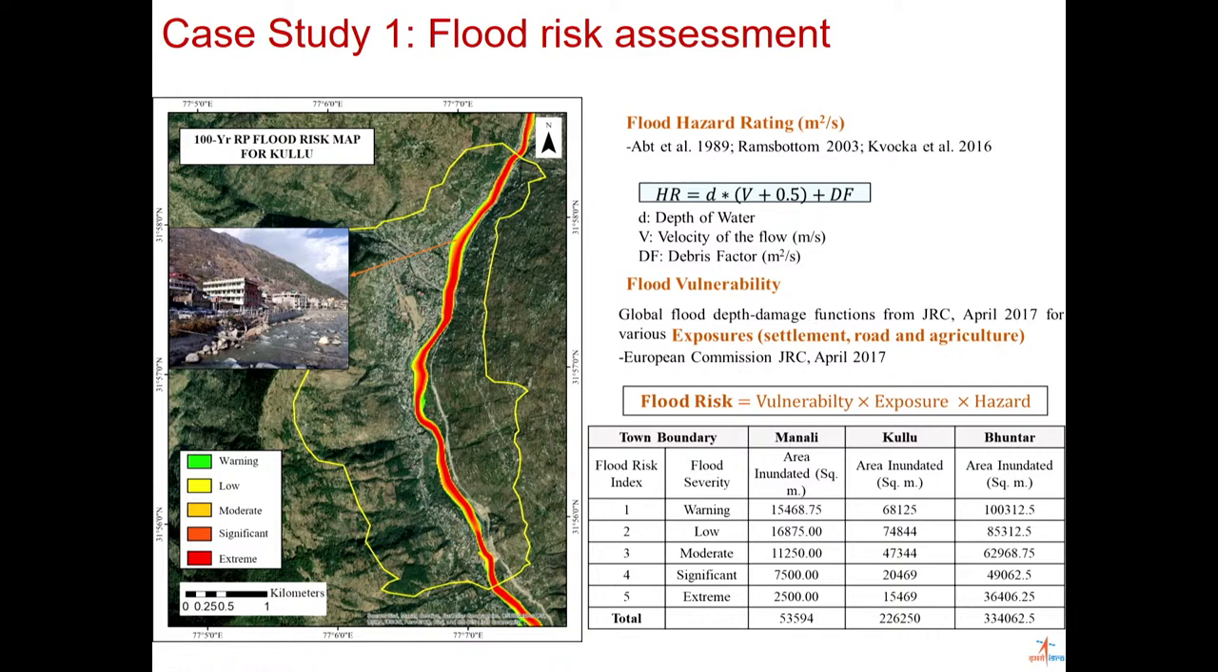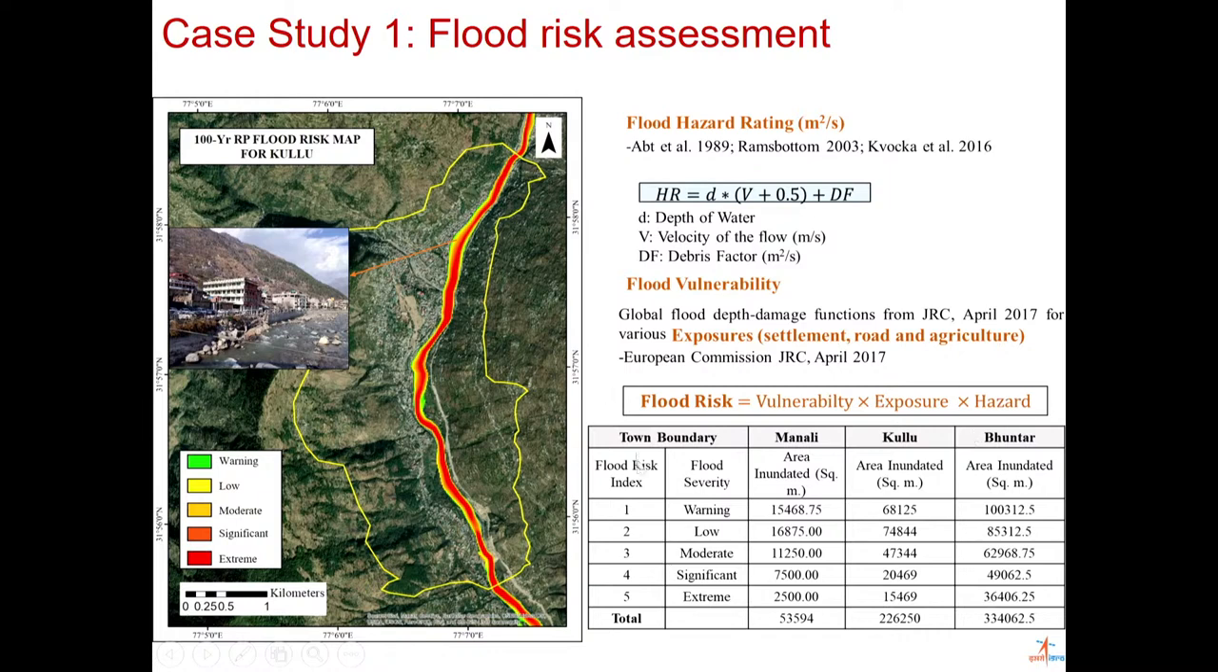You get the depth map which is spatially distributed right from Manali to Bhuntar, and for each depth there is a corresponding value of damage. Normally for each region we will have a depth damage function. At present we do not have very dedicated depth damage functions for Himachal Pradesh, so we used the depth damage functions from the JRC report, which gives you the depth damage function for different exposure, like if you're targeting settlement, or road, or agriculture. Based on that you can generate the flood risk assessment or flood risk map.